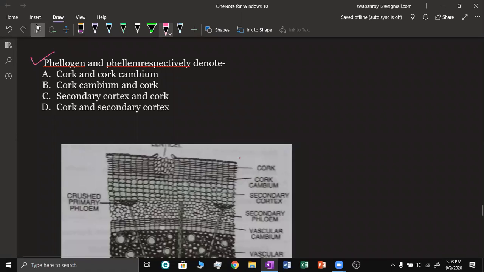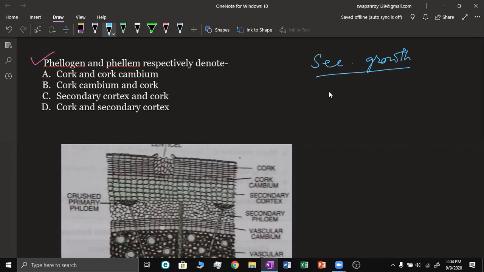Okay, these two have been typed together. Phellem. Phellogen and phellem respectively denote cork cambium and cork; cork, secondary cortex, cork, and the secondary growth. All right.